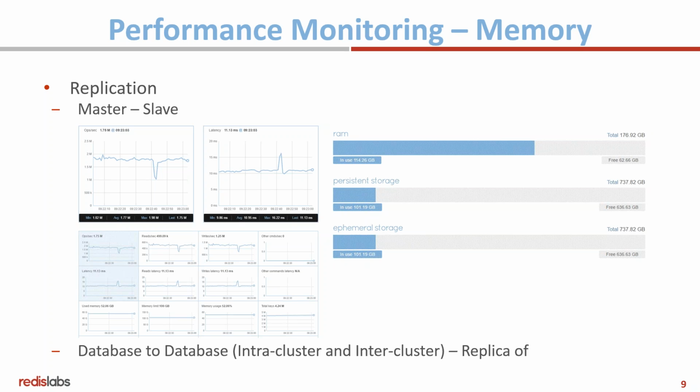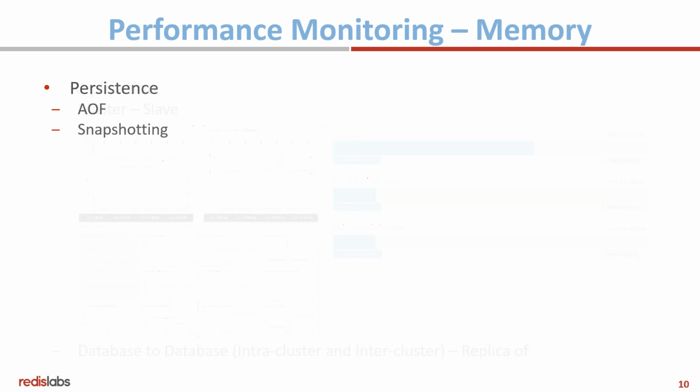So once you actually have that definition, if you identify that there's a need for a replica, you will have to consider an overage of at least 30% of the memory in addition to what you already have for the databases. So the next piece that you have to consider from a memory standpoint is the persistence itself.